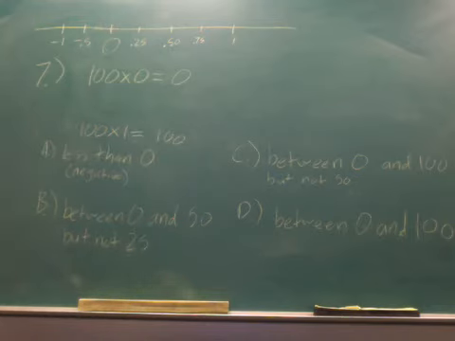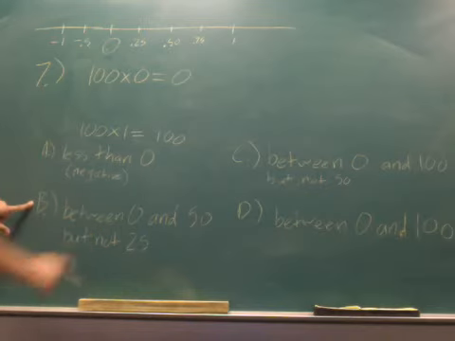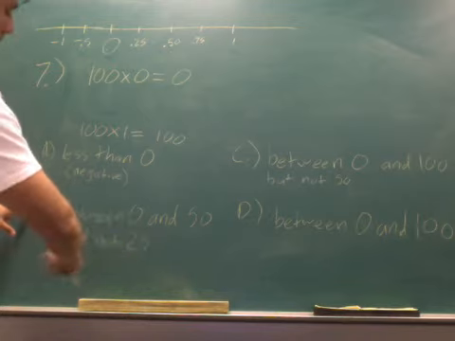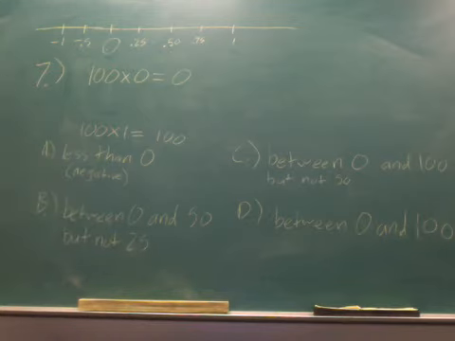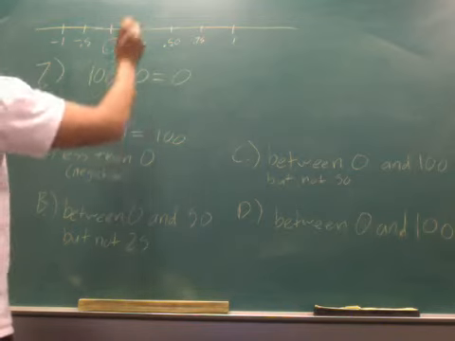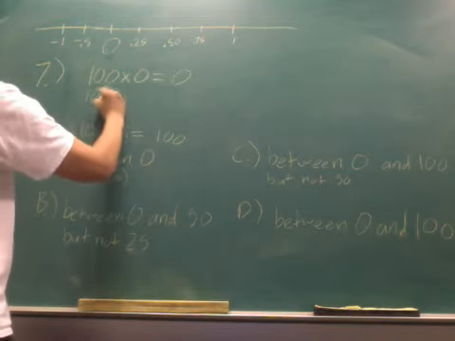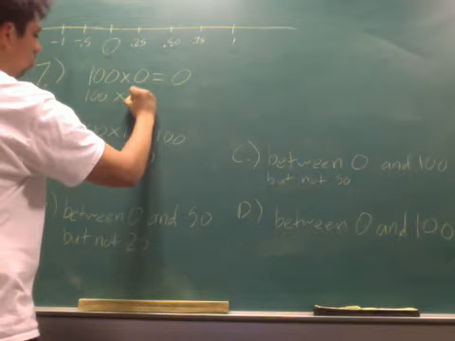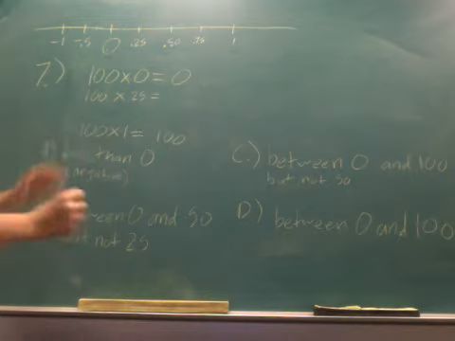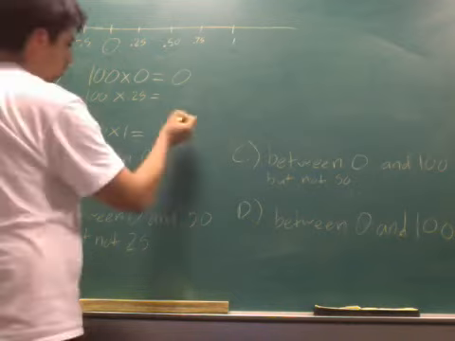So let's see, that takes away that option only, because this one says between 0 and 50, but not 25. Let's pick a number in between. Let's say we have 0.25. If we do 100 times 0.25, I'm not going to do that for you, but if you do that, the answer becomes 25.